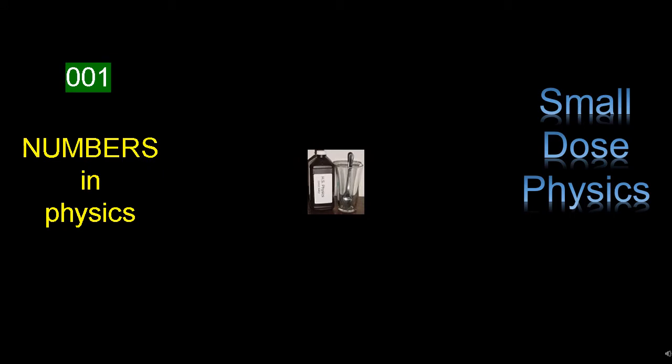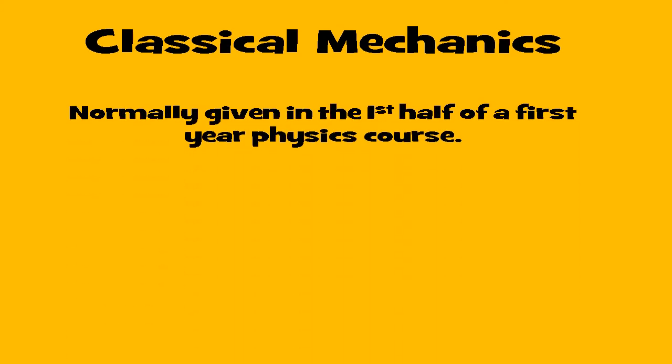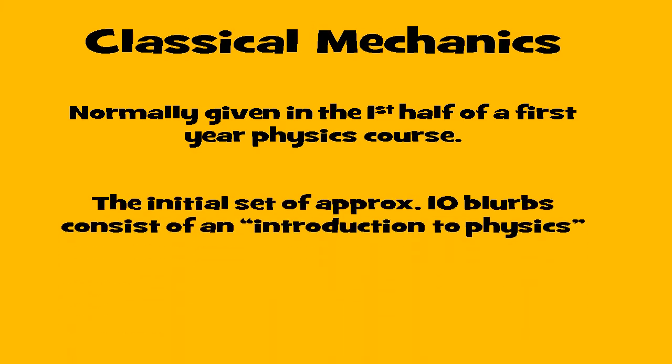Welcome to Blurb 1, Numbers in Physics. Before we start, it should be mentioned that classical mechanics is the major topic, and this is normally given in the first half of your physics course. It takes half a year.